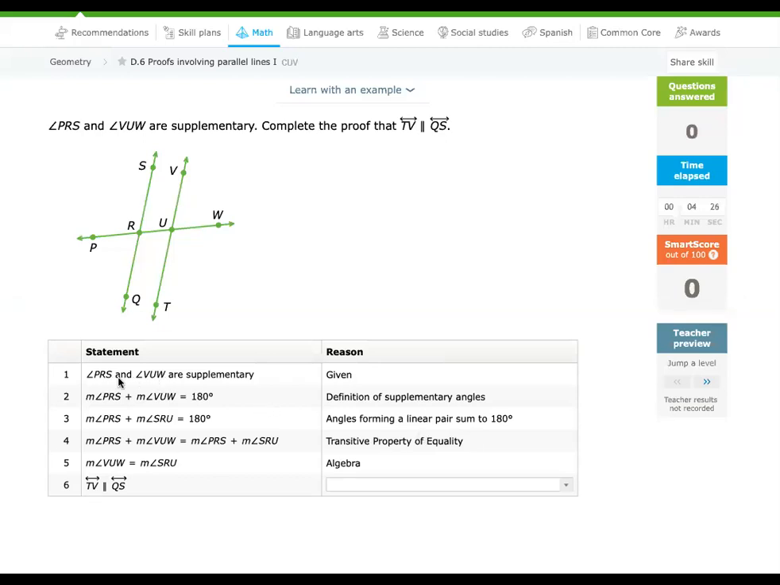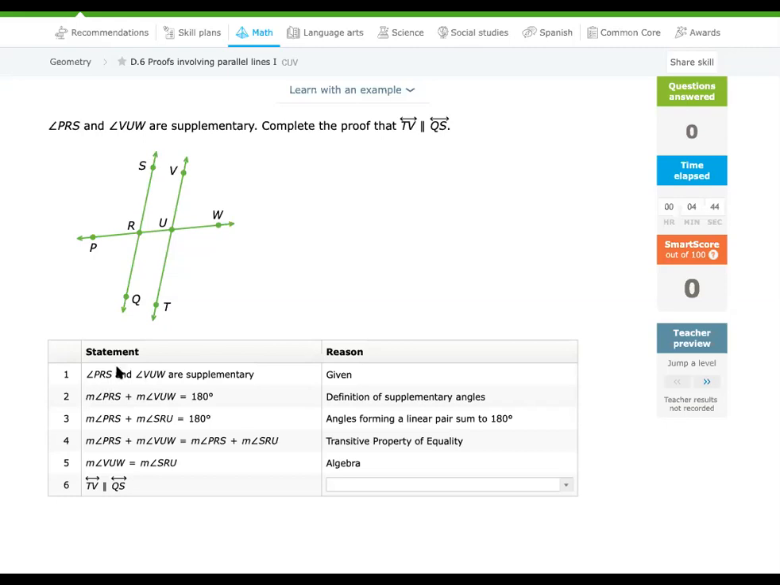All right, so first one, they give us a statement, and then on the right, they're going to give us a reason. Throughout this section, they'll give you fewer and fewer items that are filled in. So the reasons you'll have to figure out yourself. This one, they give us 5 of 6. You're just trying to solve the last one.